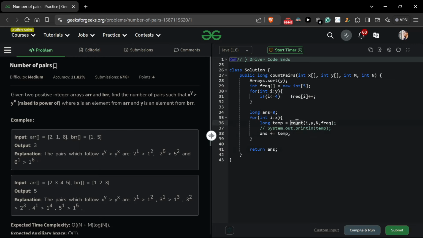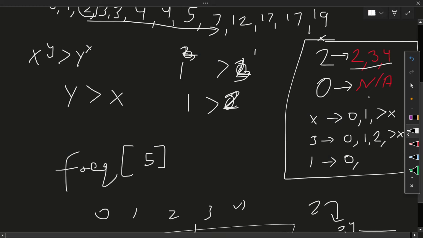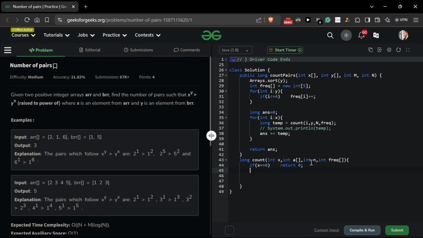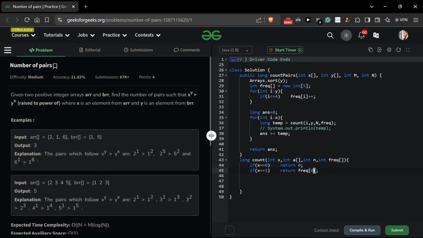So we have this count function. In this we have the x value, n value and frequency. If x is 0, no value is available, so I'm returning 0. If x is 1, the only value for which this pair will be satisfied is 0. So if x is 1, we need to find the frequency of 0, and for all the other values we have to find the lower bound and count greater values. So I am applying binary search.